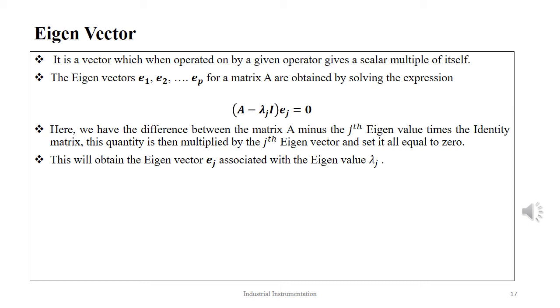Here we have the difference between the matrix A minus the jth eigenvalue times the identity matrix I. This quantity is then multiplied by the jth eigenvector and set it all equal to 0. This will obtain the eigenvector Ej associated with the eigenvalue lambda j.